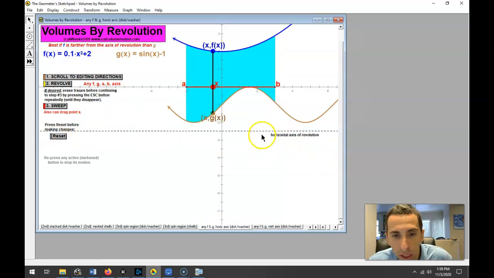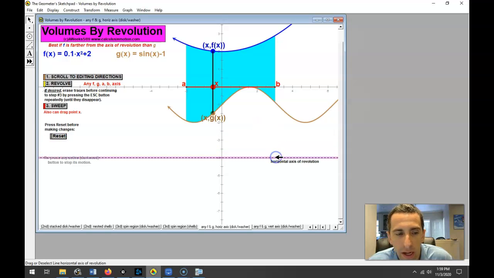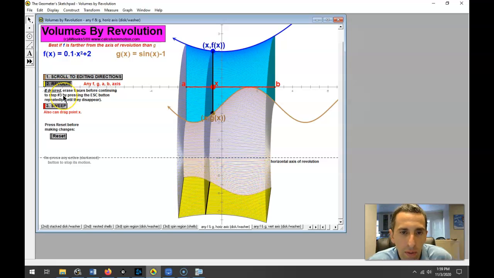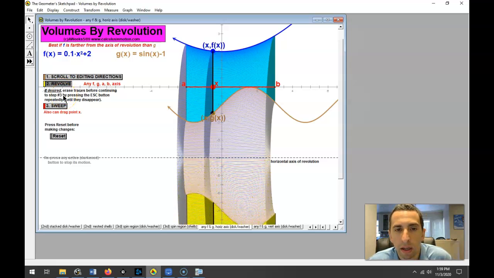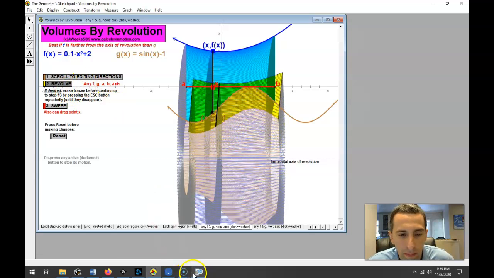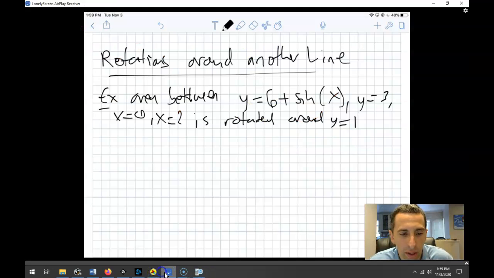Now, one thing worth noting is that when the axis changes, the volume changes as well. If you move the axis of revolution down here and then rotate around, you're going to recognize it makes a much larger volume. So the line you rotate around does make a difference. Okay, let's go ahead and get to the math.